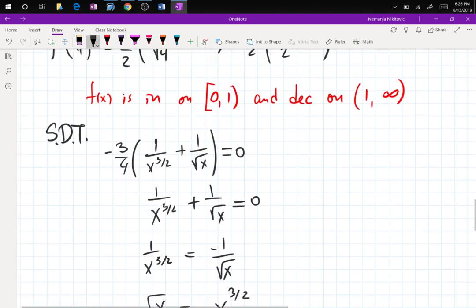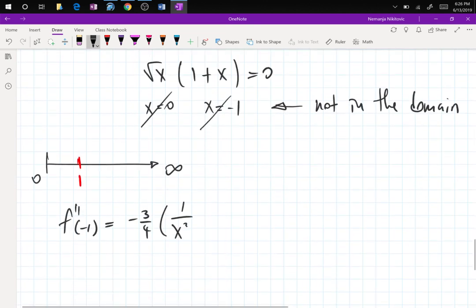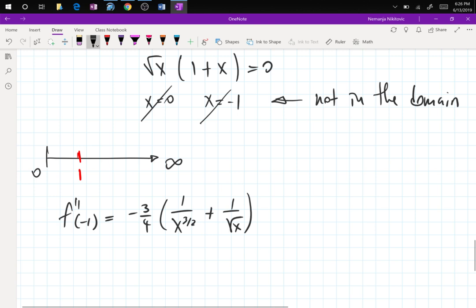So negative 3/4, 1 over x to the 3/2, 1 over square root of x. Was it plus or minus? Plus. And replace all of these x's with negative 1. No, with a positive 1, sorry. So what we have is negative 3/4, and you have times 2, that's less than 0, so the whole thing is concave down.